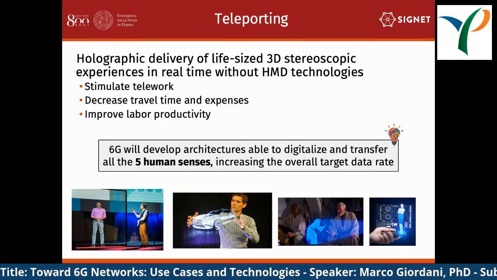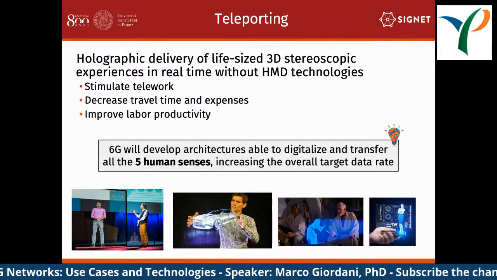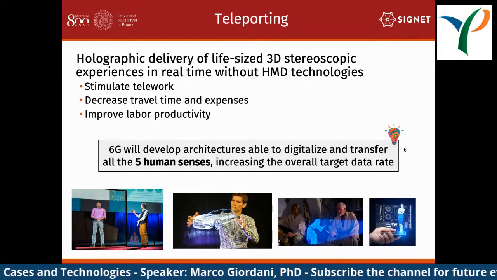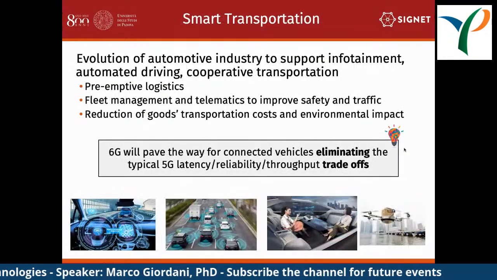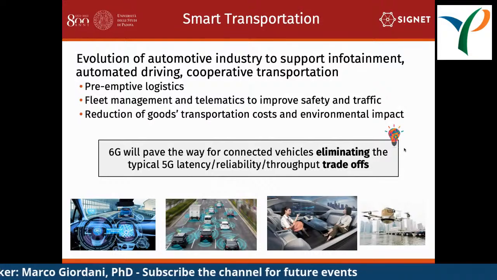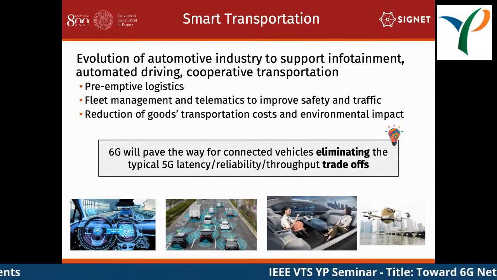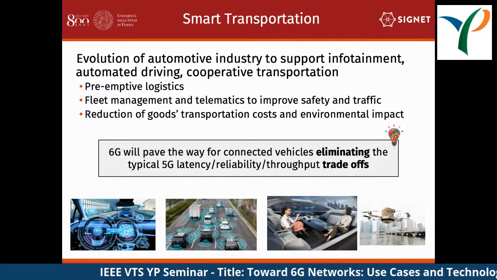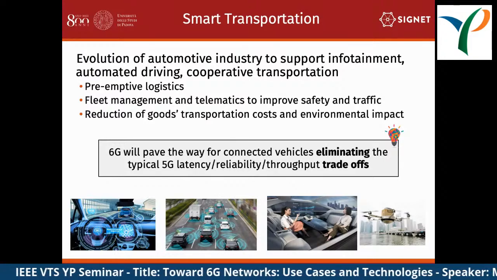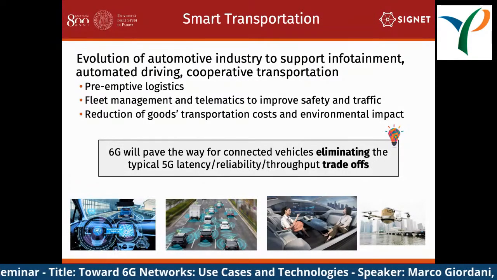And this is particularly demanding from the communication protocols point of view. Another topic is related to smart transportation. So autonomous cars, let's say. And this is a use case of 5G, but I'm sure you can agree that it's pretty unlikely that we can see fully autonomous cars within a time frame of 10 years from now.